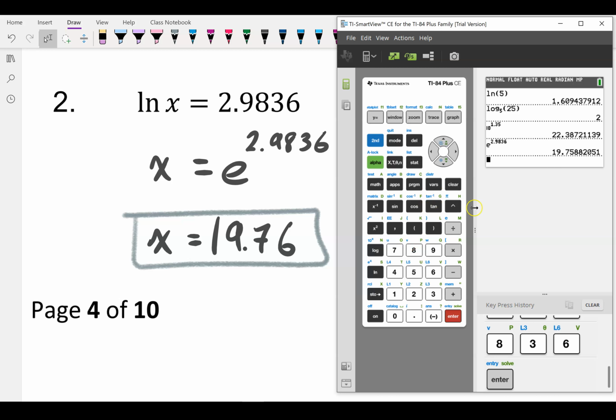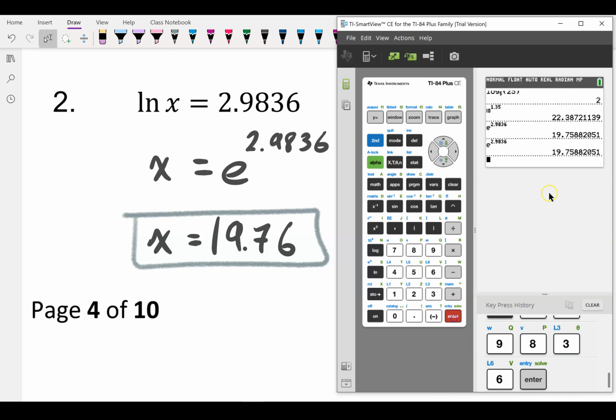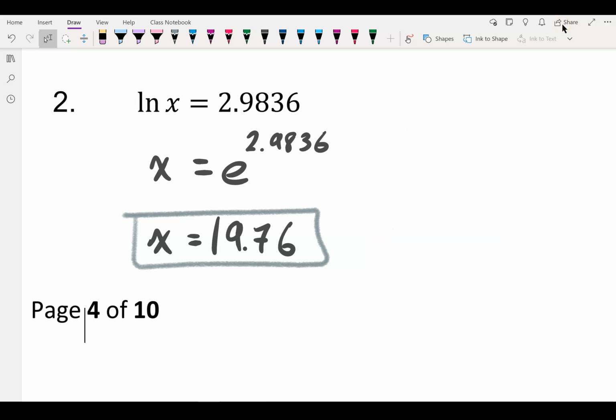Maybe you just can't find that function. Well, if you can find e, which is over here, so second e, you can hit the exponent button. 2.9836 accomplishes the same thing. Same answer, same method roughly, and you got it. Let's move on to page 5.